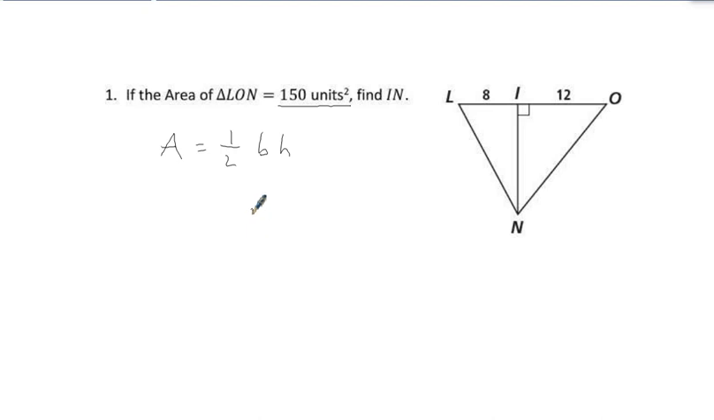So in the first shape, we have triangle LON, and before I even jump into this problem, let's get the area formula. Area equals 1/2 the base times the height. Alright, so we are given in this problem that the area is 150 units squared. That's going to equal half the base, which we know the whole base of that triangle would be the 8 plus 12, or 20 units. And the height is what we're asked to find. Find IN. That's the height.